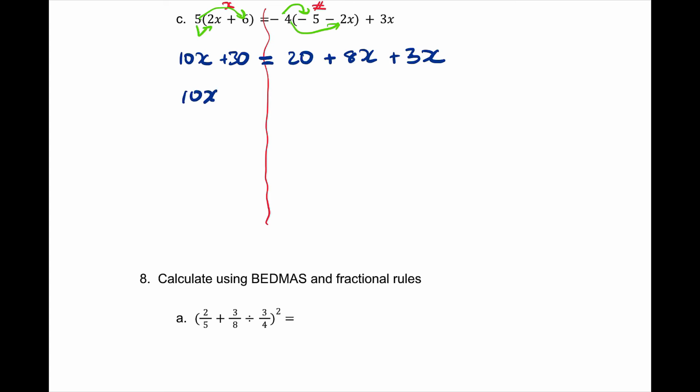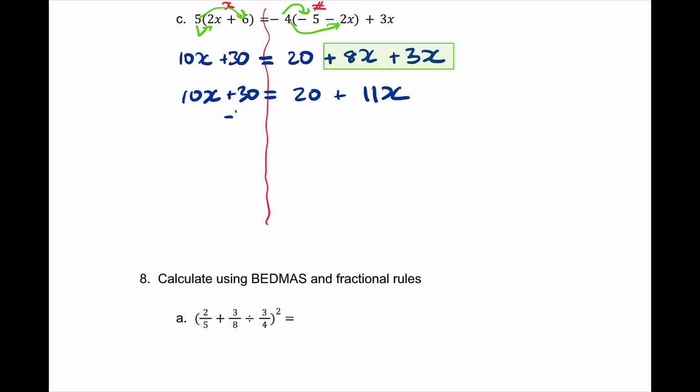Okay, so I can collect like terms on either side. So right now I've got 10x plus 30, and we did this in the last one where we collected the 8 and 5 that were both constants on one side. In this case, I've got this positive 8x and positive 3x on one side, so let's put them together. So this is going to be 20 plus 11x.